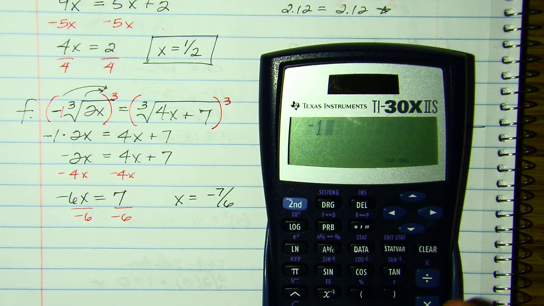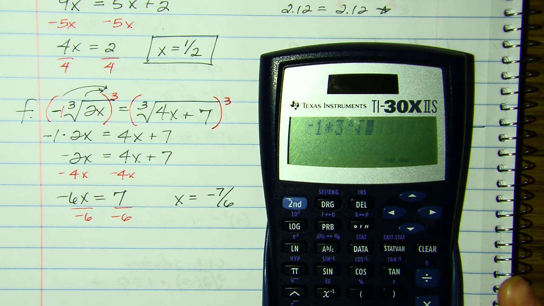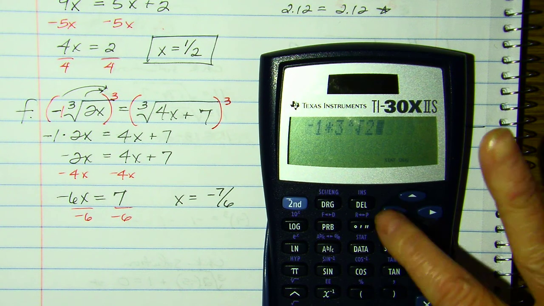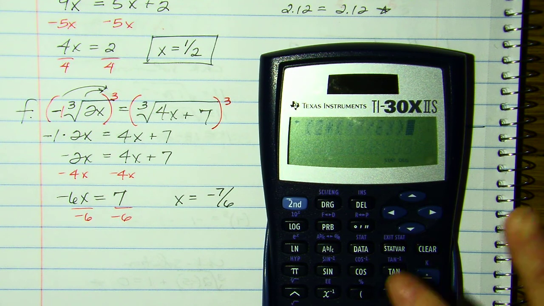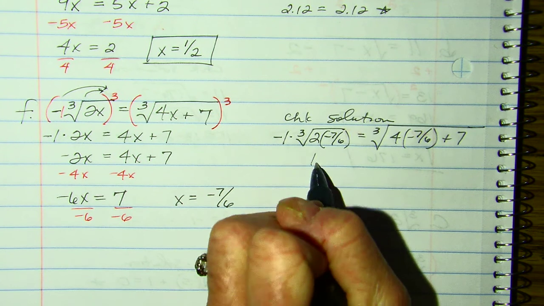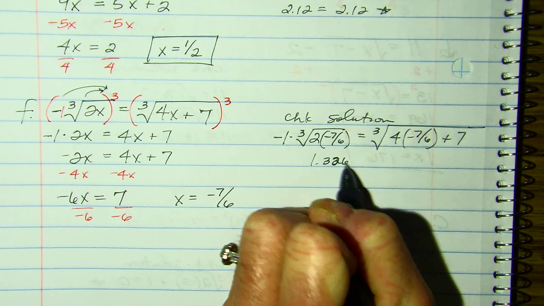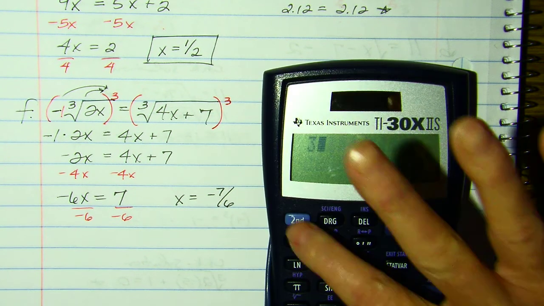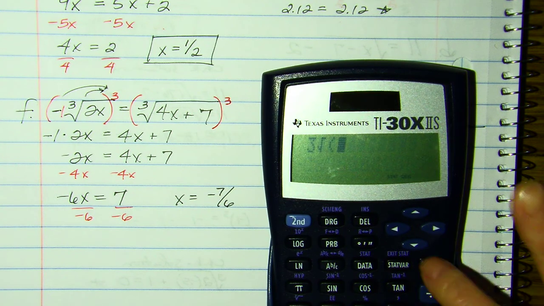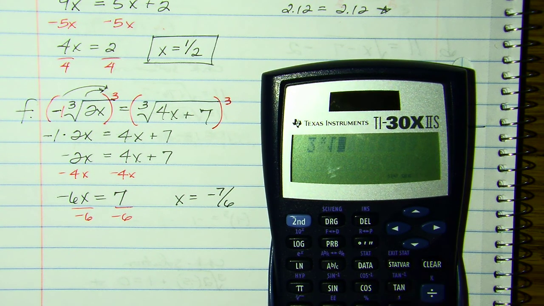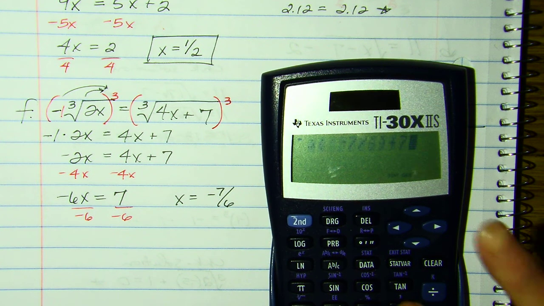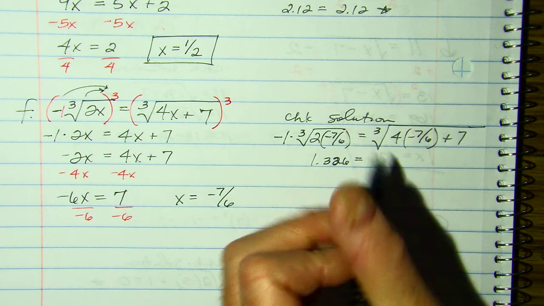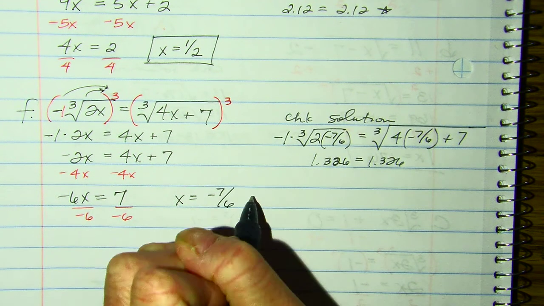So negative 1 times the cube root of 2, I should put parentheses, 2 times, parentheses, negative 7 divided by 6. And I get 1.33 or 1.326. And on the right, what is the cube root of, there we go, cube root of 4, parentheses, 4 times, parentheses, negative 7 divided by 6, parentheses, plus 7. And again, I get the exact same decimal, so this works.